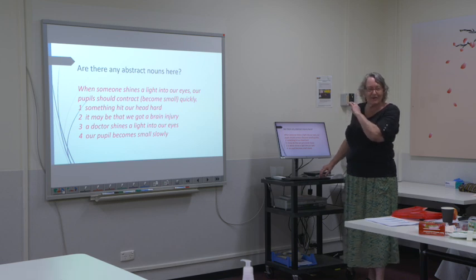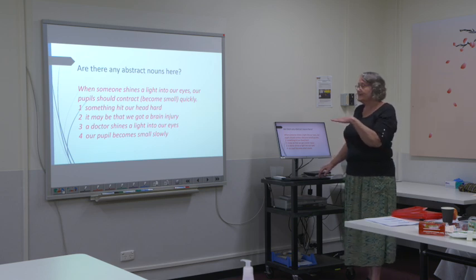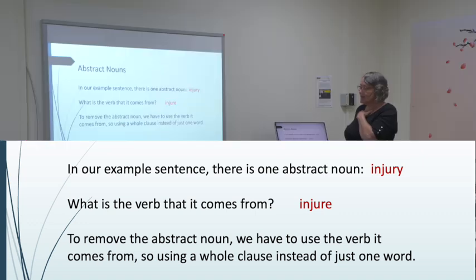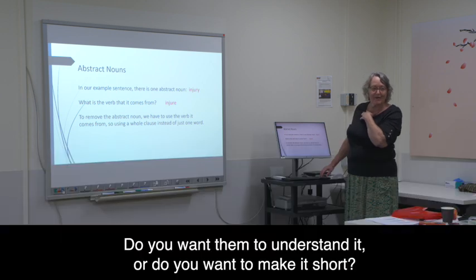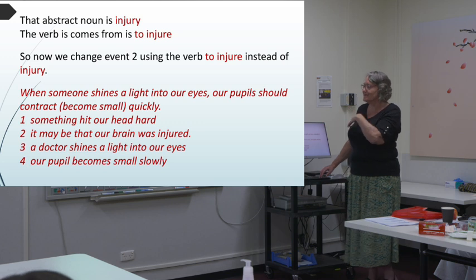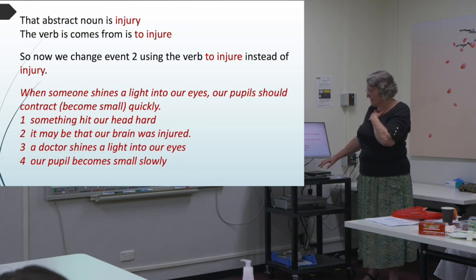But it may be that we got a brain injury. You've got to take out that word injury. Okay? It's an abstract noun. Underneath is the fact, the action of being injured, of getting injured. So you actually have to turn that and say, our brain was injured. In our example sentence, there is one abstract noun, injury, comes from injure. To remove the abstract noun, we have to use the verb it comes from, so using a whole clause instead of just one word. Make things longer, but what do you want? Do you want them to understand it, or do you want to make it short? So we do have to keep working. So there you are. Something hit our head hard. It may be that our brain was injured. Our doctor shines a light into our eyes. Our pupil becomes small slowly.